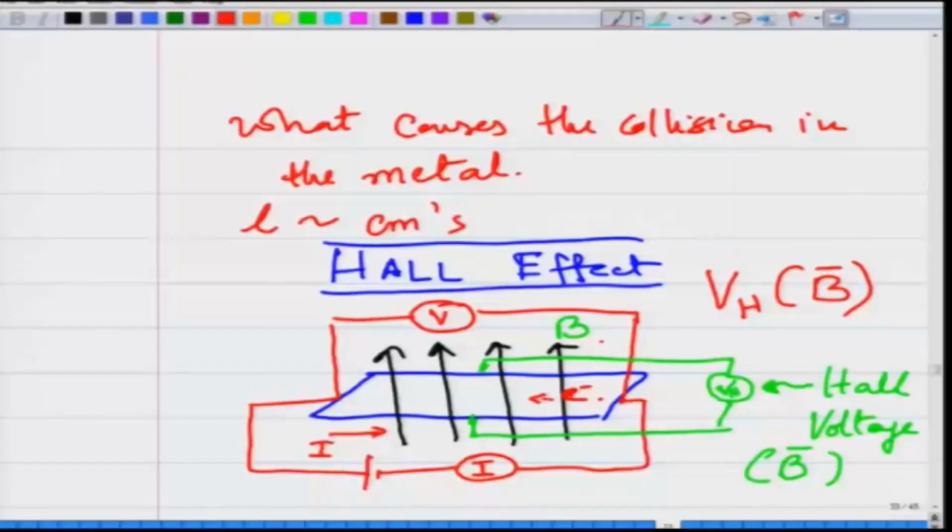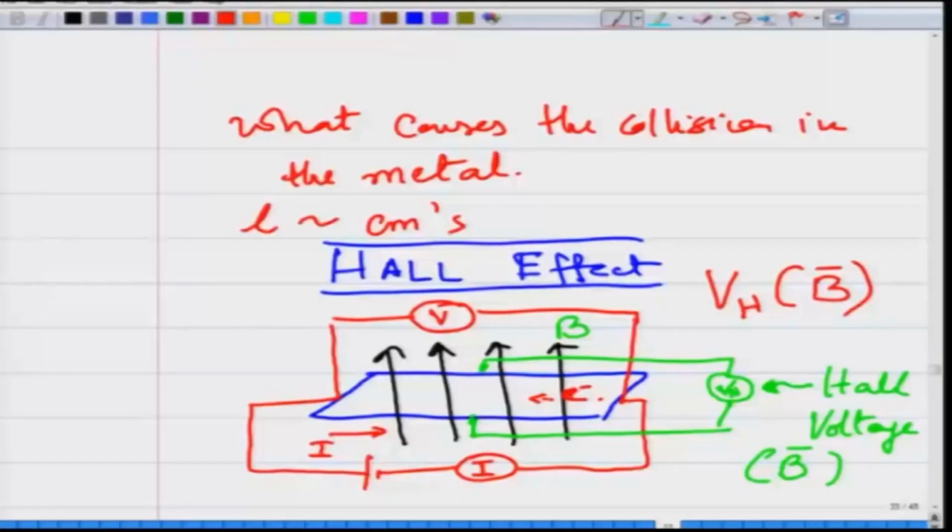If there is no magnetic field, if B is 0, if you switch it off, the Hall voltage will become 0. So, the essential part of the Hall effect is that when you apply a magnetic field, a transverse voltage is generated, transverse to the direction of the flow of current, and that is the Hall effect or the Hall phenomenon.